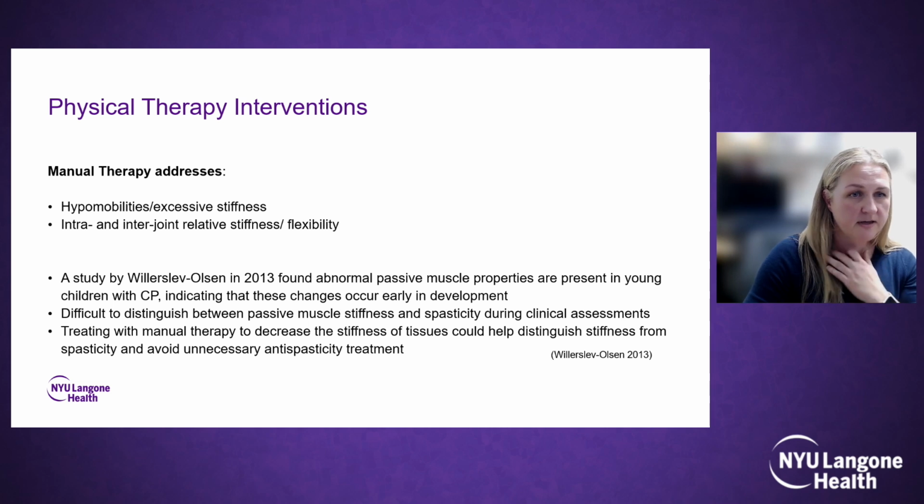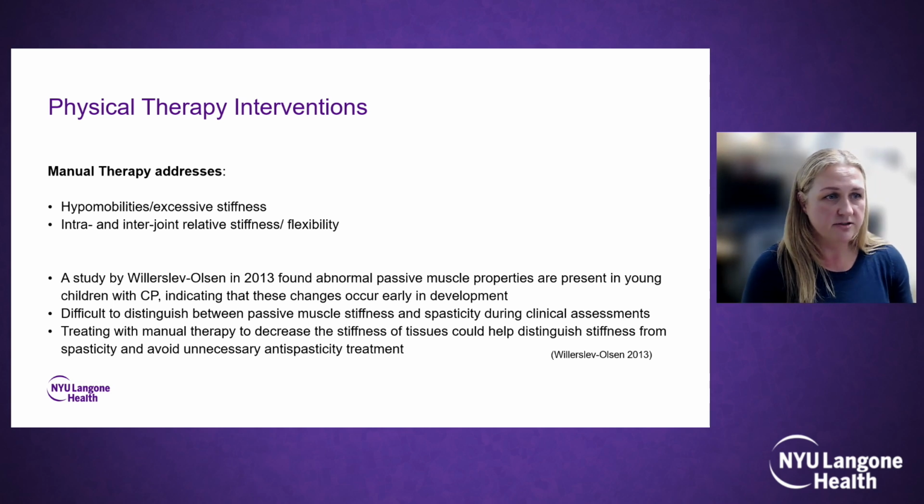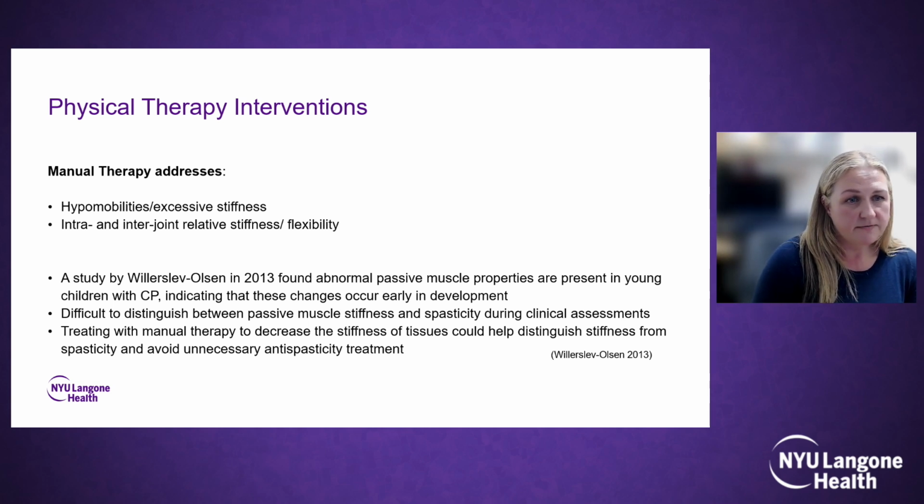Okay, so manual therapy, that's going to be your stretching, your soft tissue manipulation, and your joint mobility. This study was interesting because it found that abnormal passive muscle properties are present in young children with CP from even 3 years old, and it was difficult to distinguish between passive muscle stiffness and spasticity during clinical assessments. So it emphasizes the importance of accurately distinguishing these two things so you can avoid unnecessary antispasticity treatment.